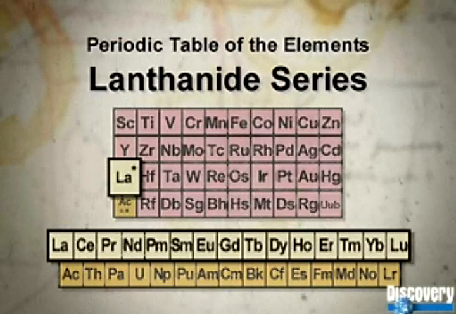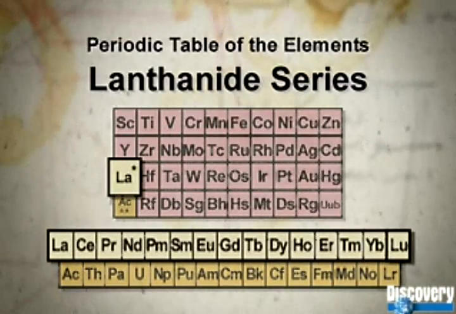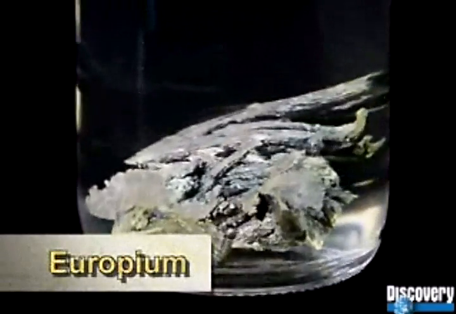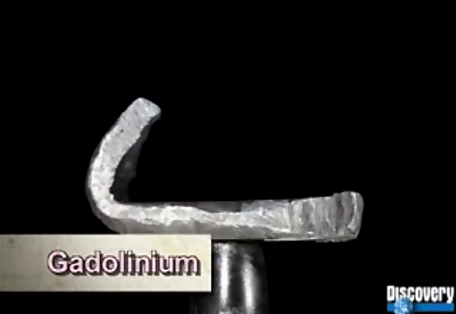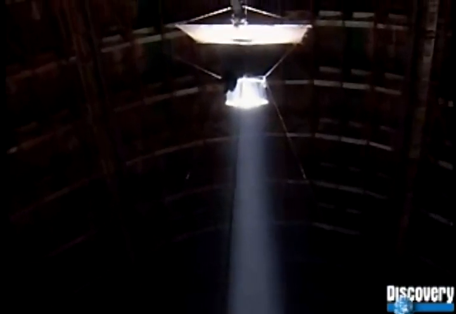The group typically includes the 15 elements from lanthanum to lutetium. Most lanthanides have a shiny silvery or pale gold appearance and are all solid at room temperature. The lanthanides are commonly used for specialized lighting, lasers, and magnetic applications.